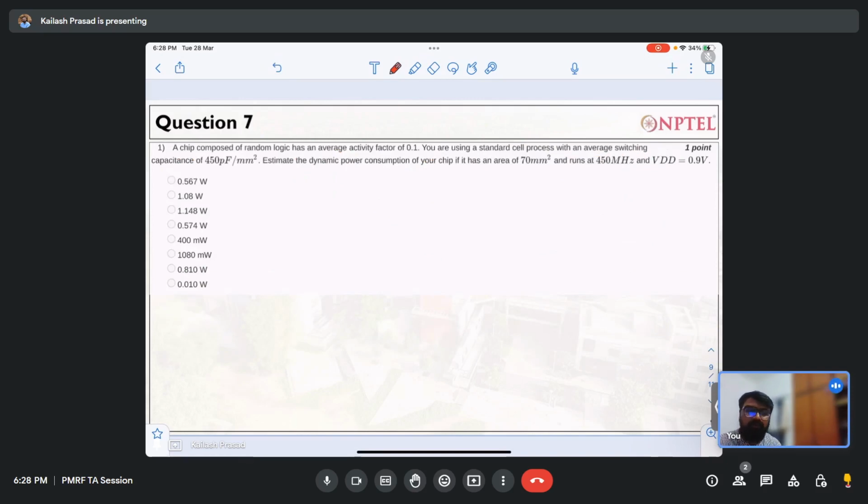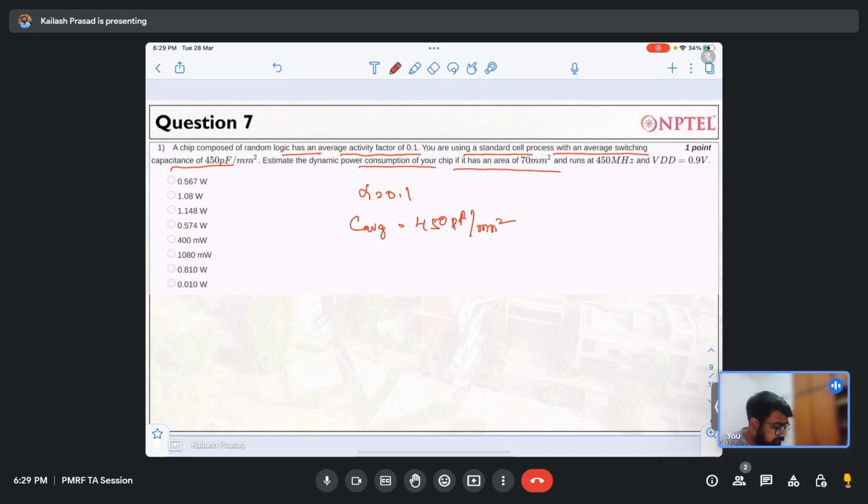As of now, what we were discussing was of week 8, right? And this is a very easy question in that regard. Here, the question asks: a chip is composed of random logic and has an average activity factor of 0.1, so the alpha given is 0.1. You are using a standard cell process with an average switching capacitance of 450 picofarad per millimeter square. So C average given is 450 picofarad per millimeter square.